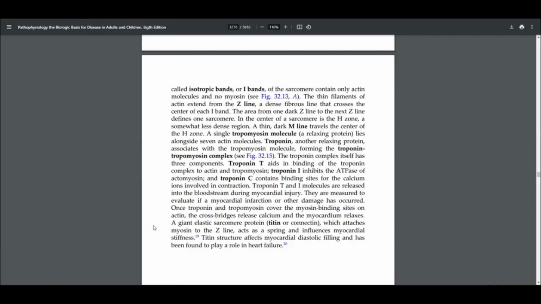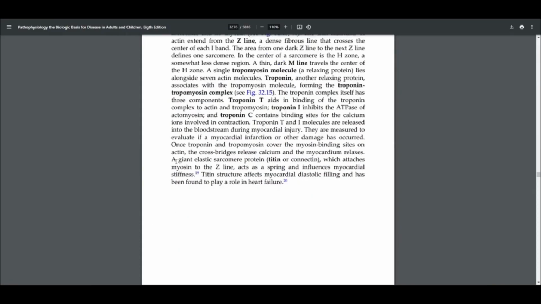Once troponin and tropomyosin cover the myosin-binding site on the actin, the cross bridges release calcium and the myocardium relaxes. A giant elastic sarcomere protein, titin or connectin, which attaches the myosin to the Z line, acts as a spring and influences myocardial stiffness. Titin structure affects myocardial diastolic filling and has been found to play a role in heart failure.